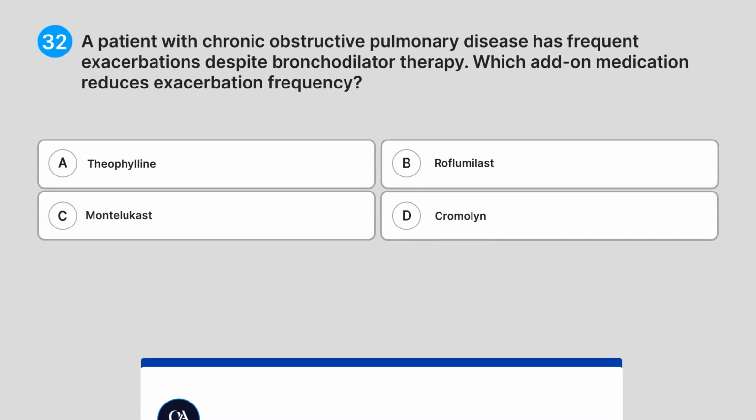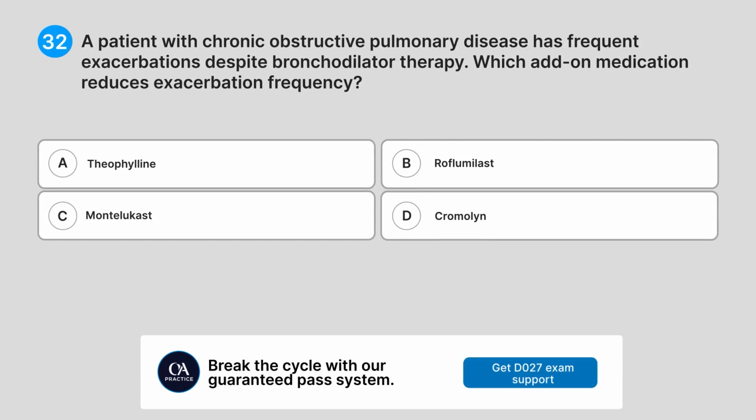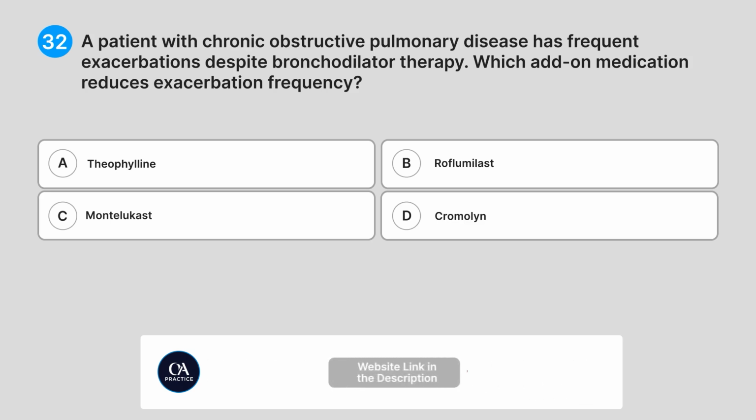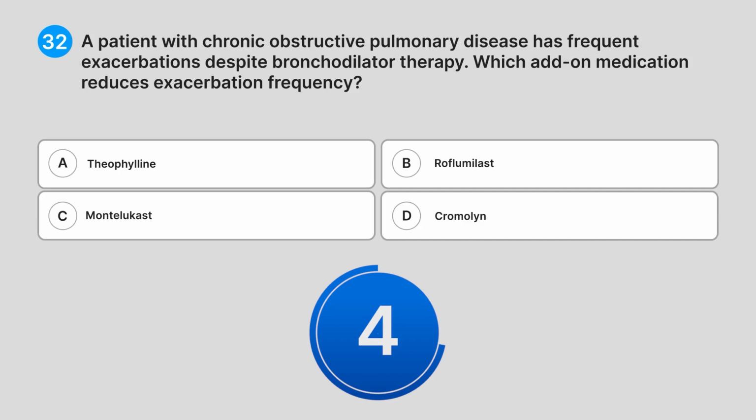32. A patient with chronic obstructive pulmonary disease has frequent exacerbations despite bronchodilator therapy. Which add-on medication reduces exacerbation frequency? A. Theophylline. B. Roflumilast. C. Montelukast. D. Cromolyn. Do you know the answer?